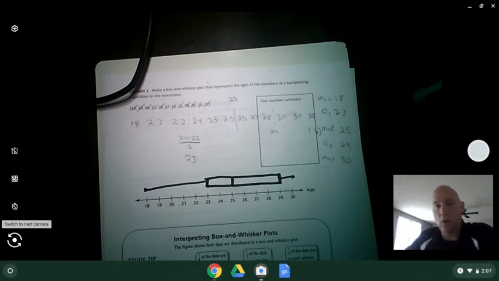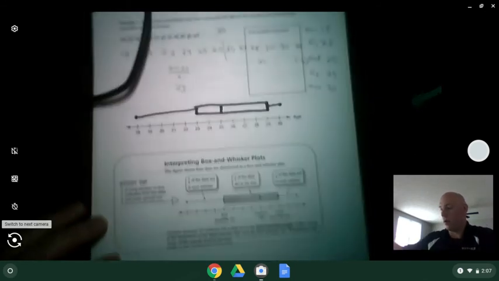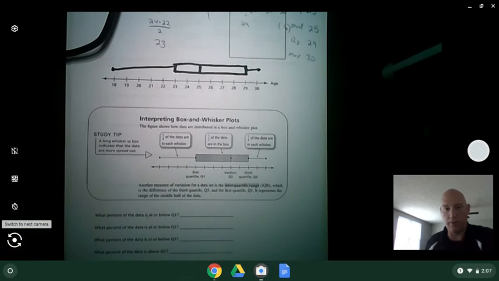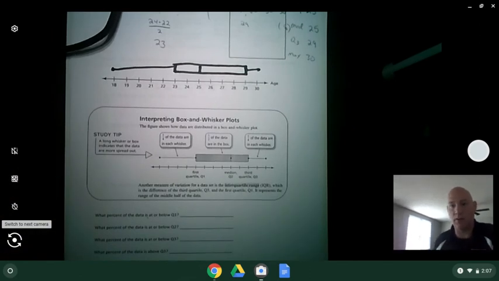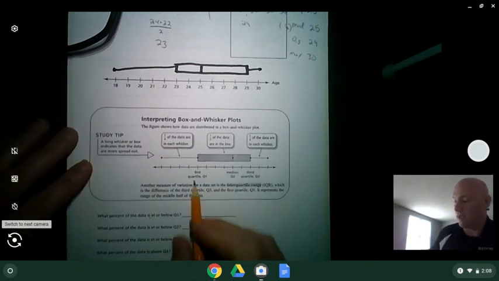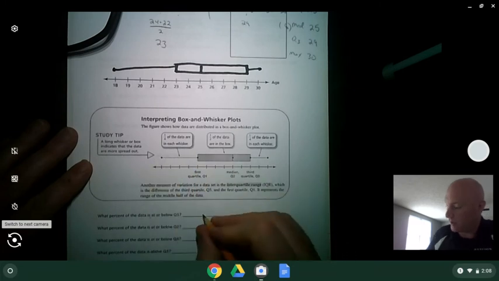Now, let's go into our next part of the notes, the percents. I already talked about these, but let's go through them real quick. What percent of the data is at or below Q1? Well, Q1 is the first quarter. How much money is in a quarter? Well, 25% would be it, so 25%.